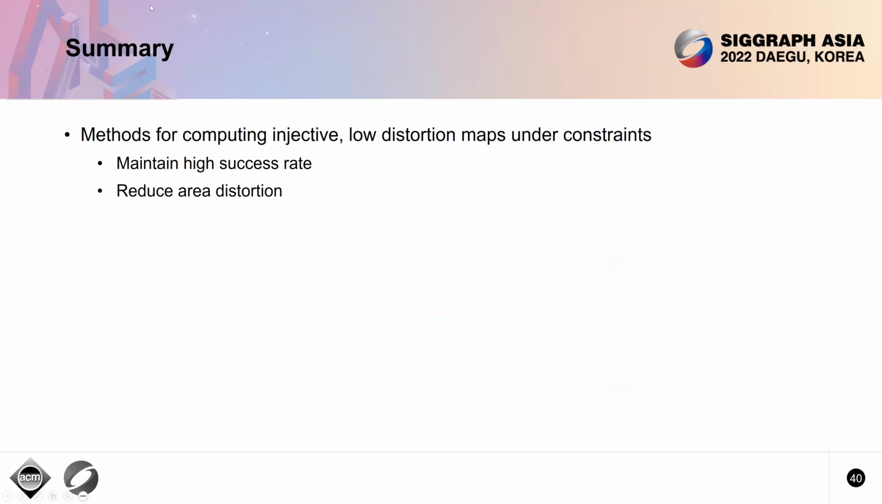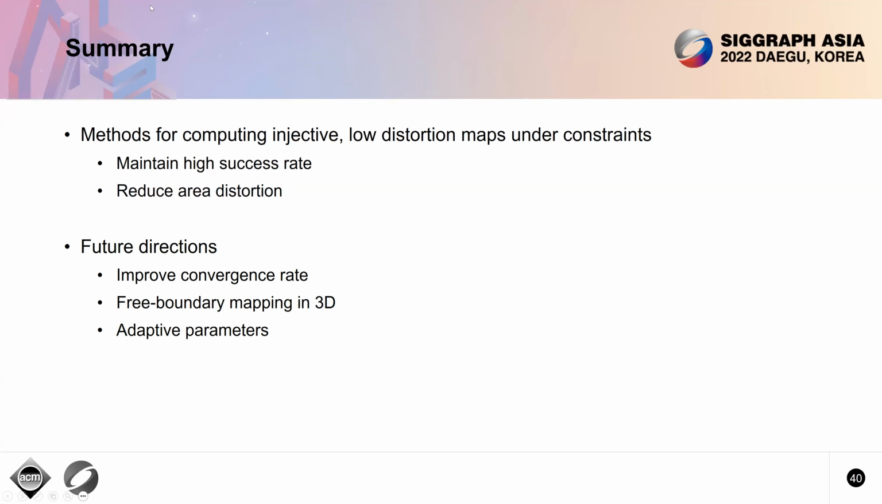In summary, we proposed new methods to compute injective low distortion maps under fixed boundary or positional constraints. The core contribution is an energy modification that maintains a high success rate in recovering injectivity, but significantly reduces area distortion. The majority of the failure cases are due to slow convergence, especially for free boundary mapping.